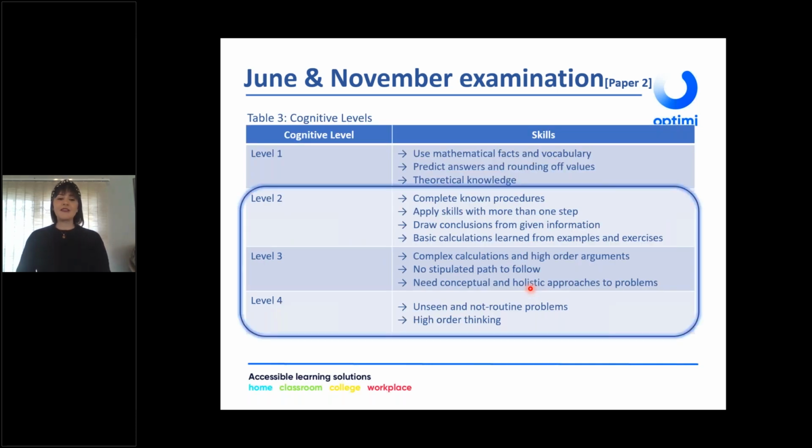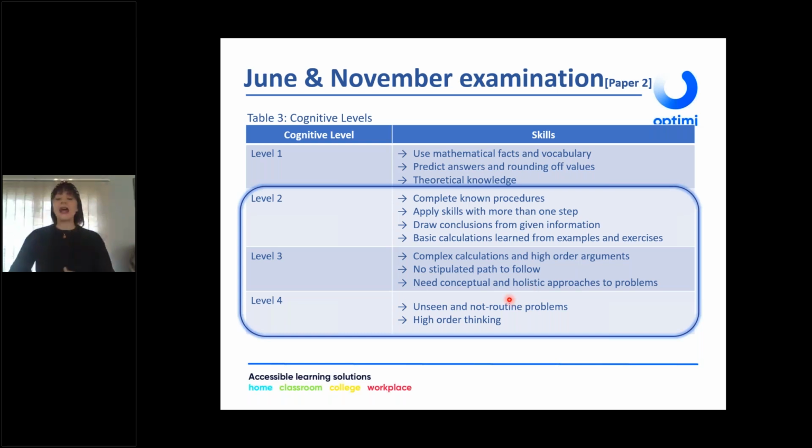Now, once again, let's quickly cover the levels. Once again, level two remains the same. Complete known procedures, familiar questions similar to examples and exercises. Your level three questions will be complex calculations with no stipulated path, where you need to make use of holistic approaches towards the problems. And then level four, which we did not cover in the previous slide.